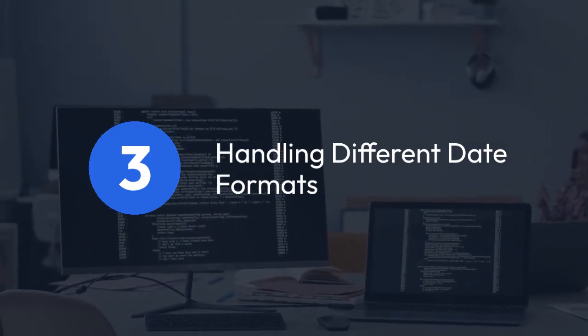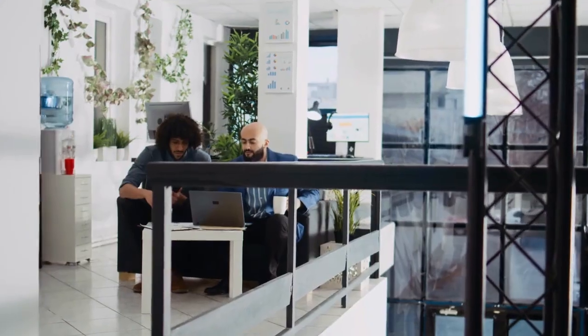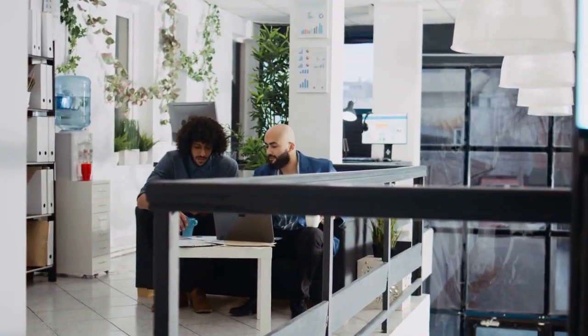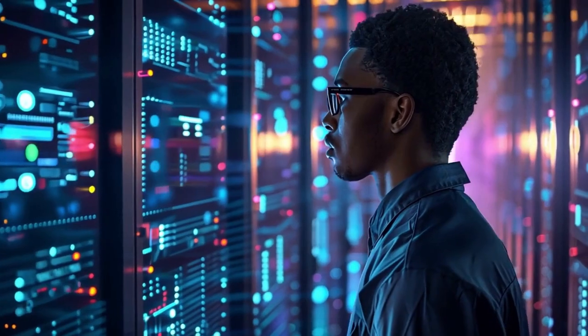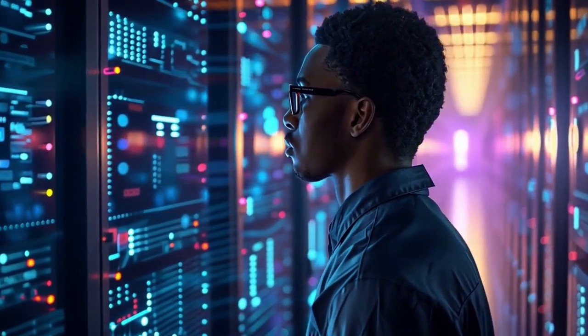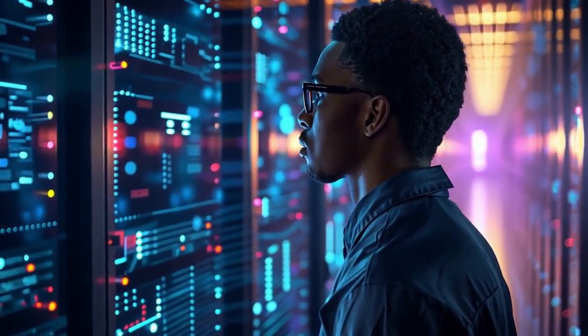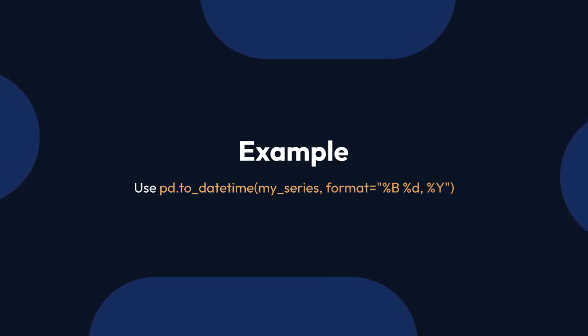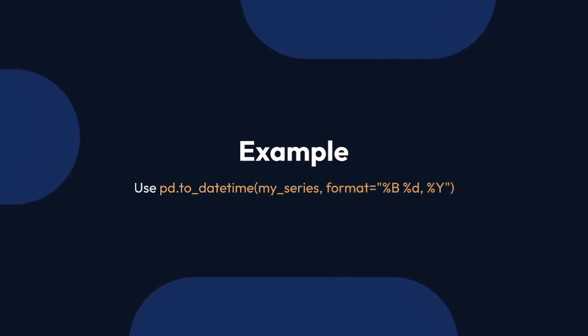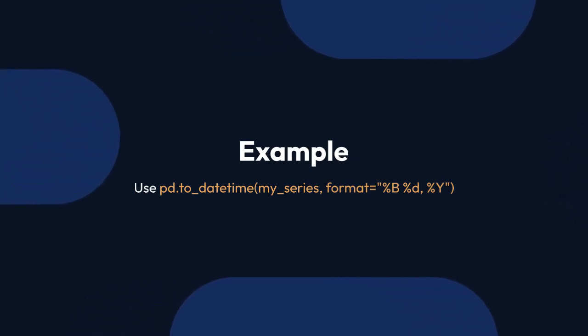4. Handling different date formats. to_datetime can handle a variety of date formats. If your dates are not in YYYY-MM-DD format, provide the correct format string to to_datetime. For example, if your dates are March 15th, 2024, use pd.to_datetime(mySeries, format='%B %d, %Y'). Refer to the Pandas documentation for more format codes.